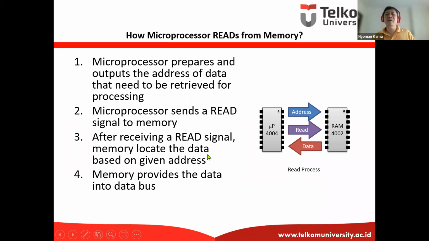So we have first the address bus, second is the read signal, third one is the data retrieved from the memory to the microprocessor. So we have the address bus in here, we also have the control bus in here, and also we have the data bus in here. So that's the sequence when the microprocessor wants to read from the memory: address, read, and then data.